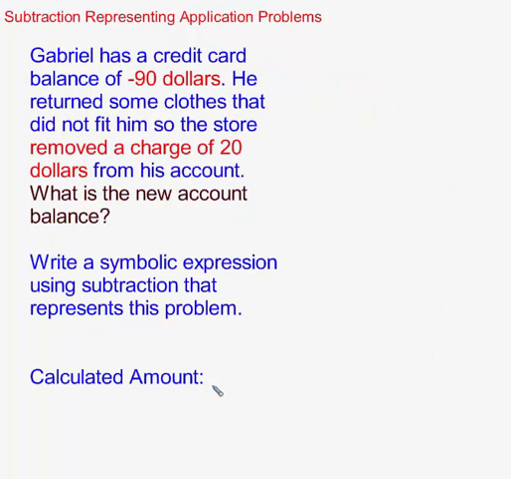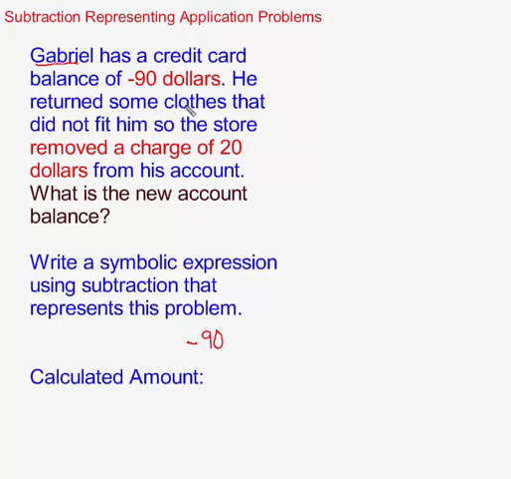Let's do one more problem. Here we have that Gabriel has a credit card balance of negative $90. So that would be his starting balance. I'm going to write negative 90, representing that he has a balance of negative $90. This simply means he owes his credit card company $90. So in this problem, we will think of a negative number as a debt.